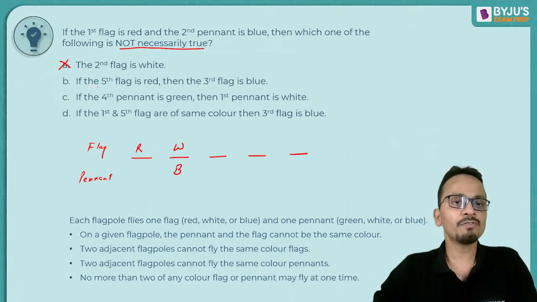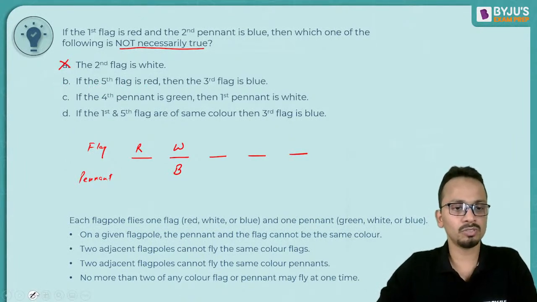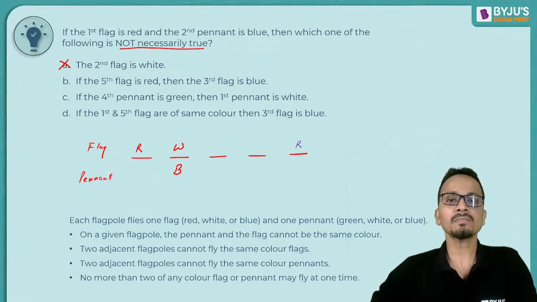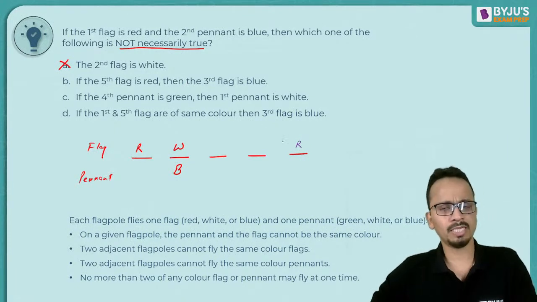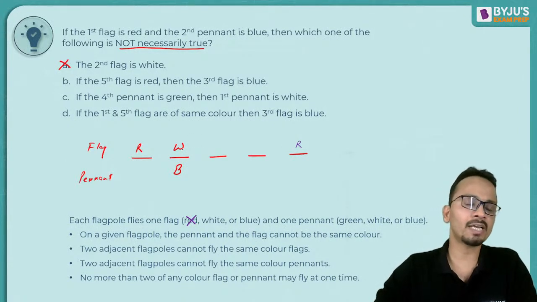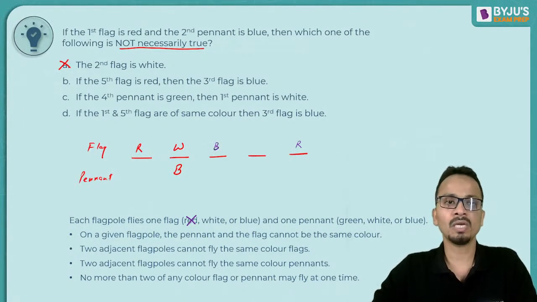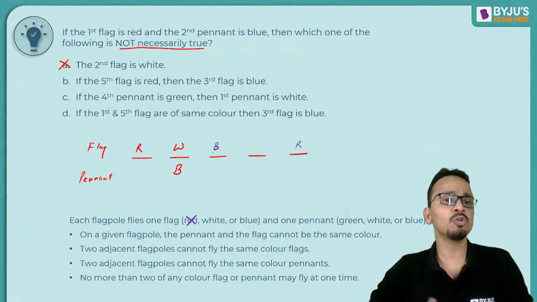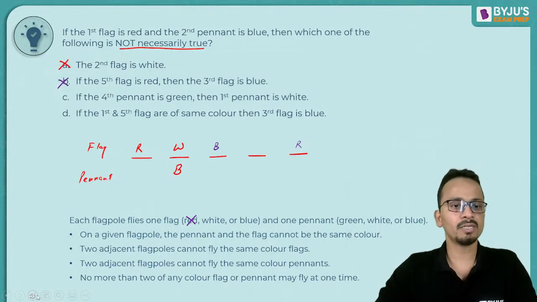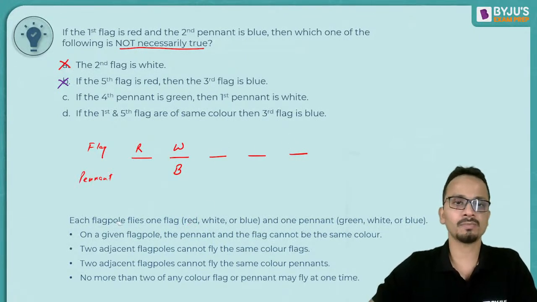Option B. If fifth flag is red, so now this is the condition in the question. If the fifth flag is red, then the third flag is blue. Let's check it out. So if the fifth flag is red, I cannot use another red color flag. I cannot use white for the third one because second one is white. So it has to be blue. So if the fifth flag is red, then the third flag is blue. This is definitely true. So again, option B cannot be the answer. Okay, fine. All right. Now let's move on to the third option.